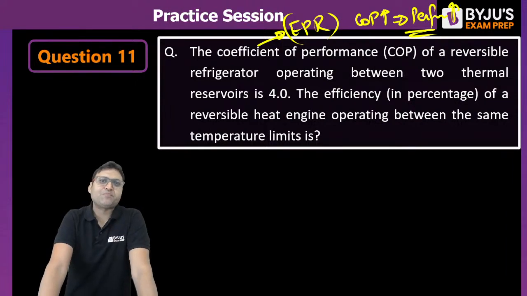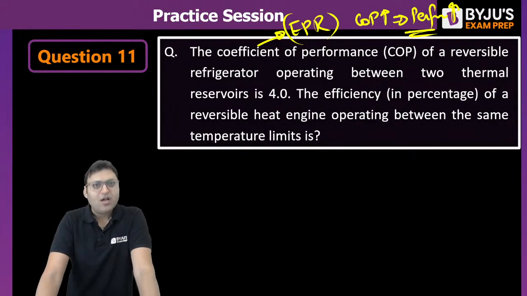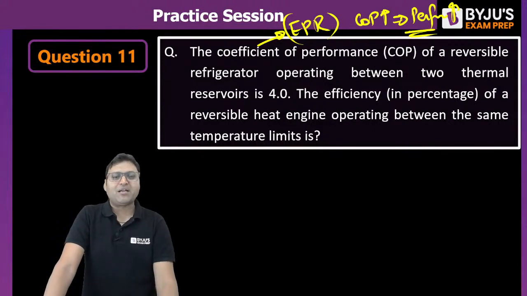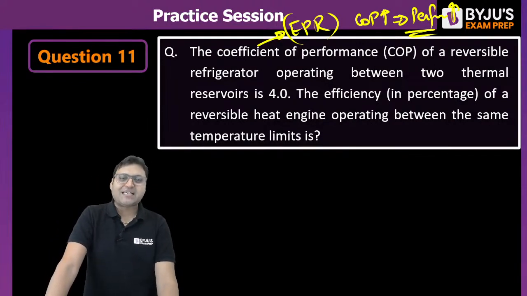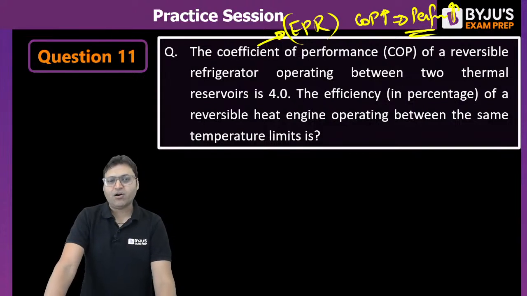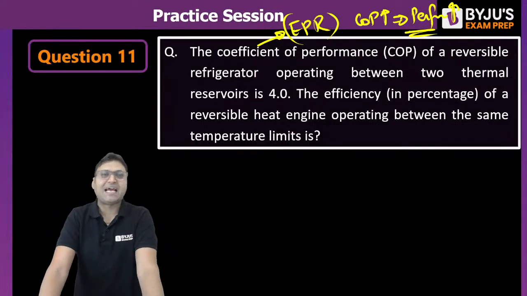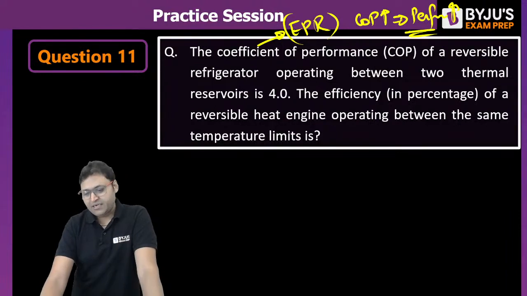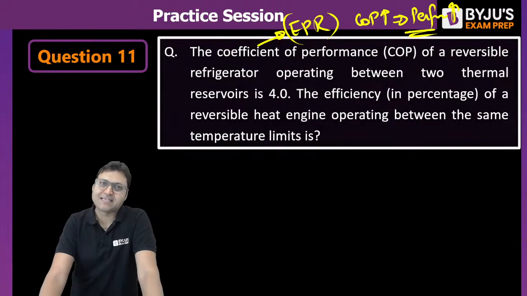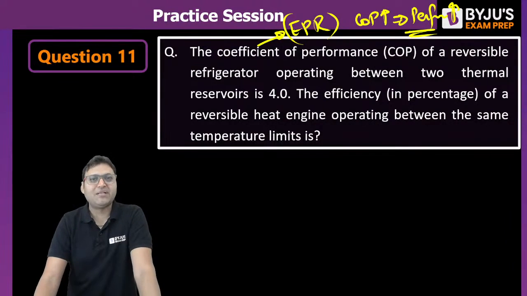It is the performance parameter for the work consuming cycles. For work producing cycles, thermal efficiency is the performance parameter, but in case of work consuming cycles, it is EPR or COP, which decides the running cost of the device. More is the COP, less is the running cost. Less will be the power consumption.